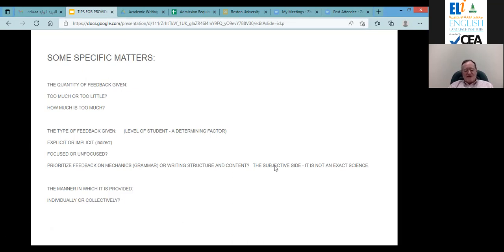The quantity is at your discretion, depending on how much time you have and how many students you have, provided that it's balanced between the positive and the negative, and that you, as best you can, take into consideration these other factors, the affective factors and all of that.